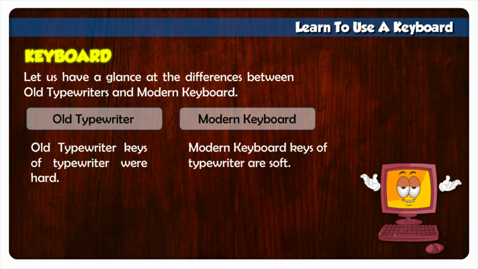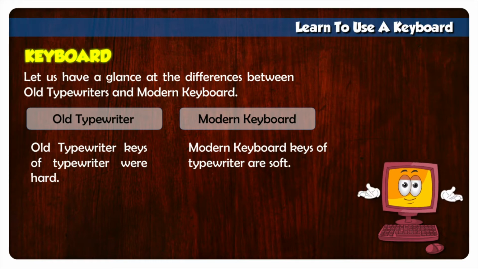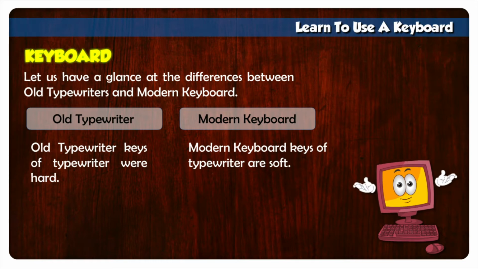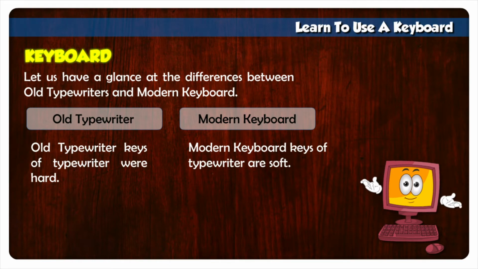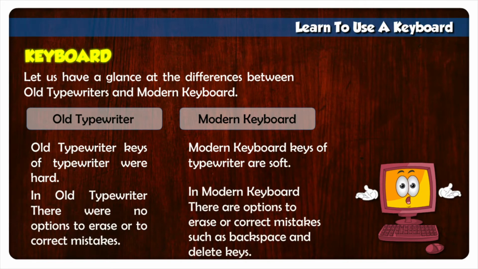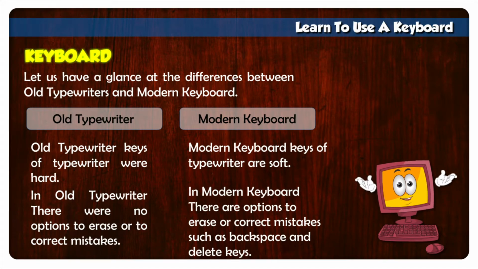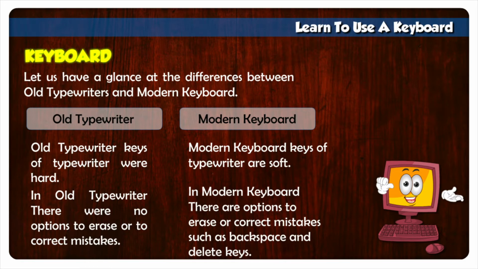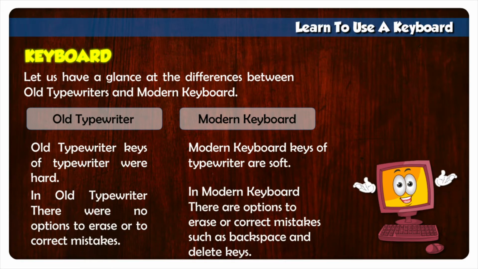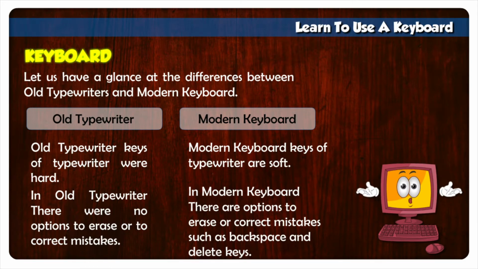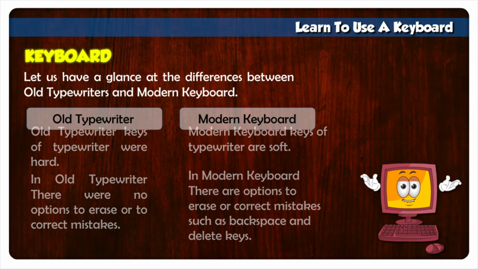Keys of old typewriters were hard. Keys of modern keyboard are soft. In old typewriters, there were no options to erase or to correct mistakes. In modern keyboard, there are options to erase or correct mistakes such as backspace and delete keys.